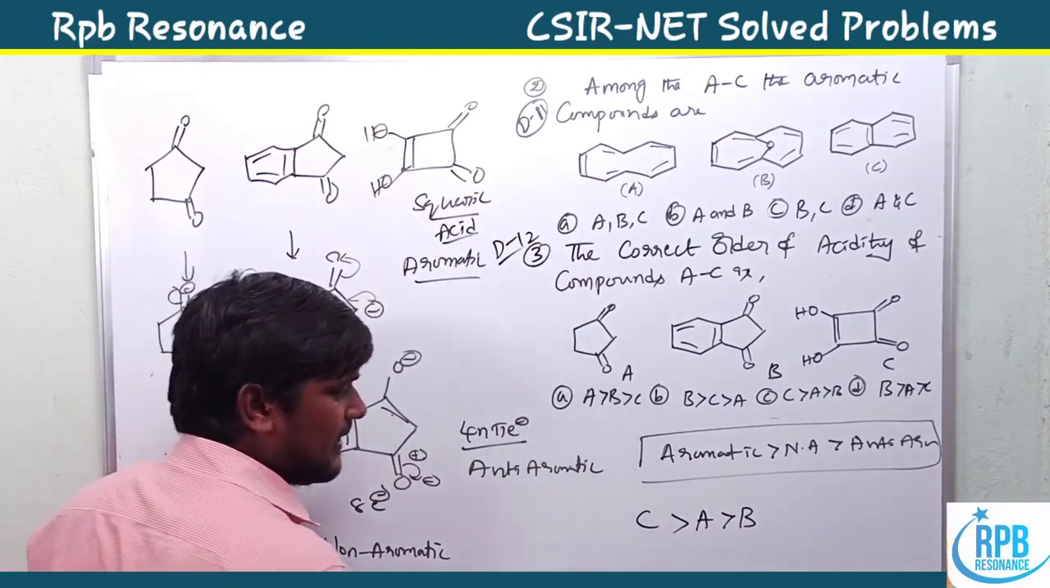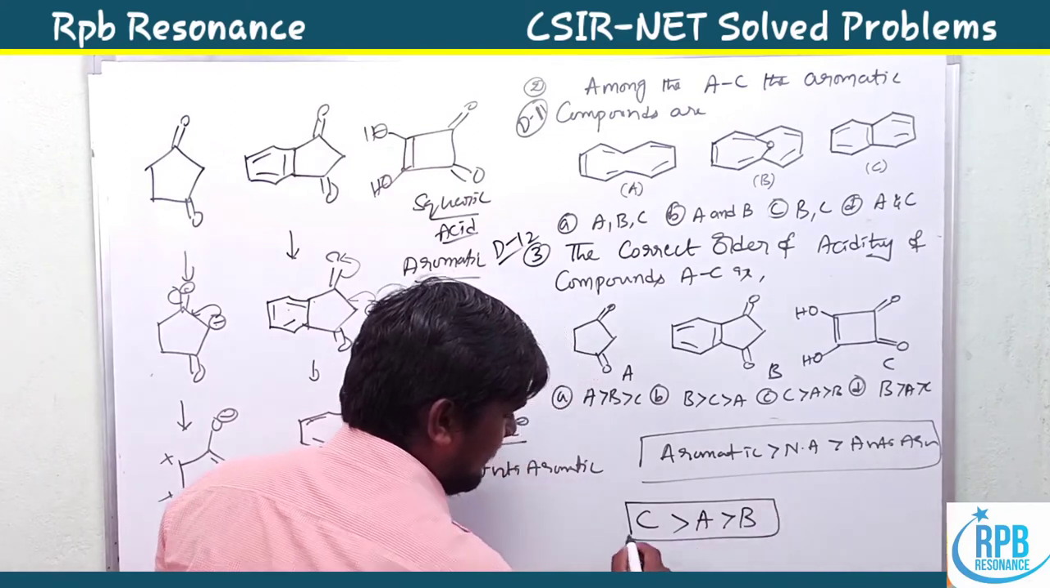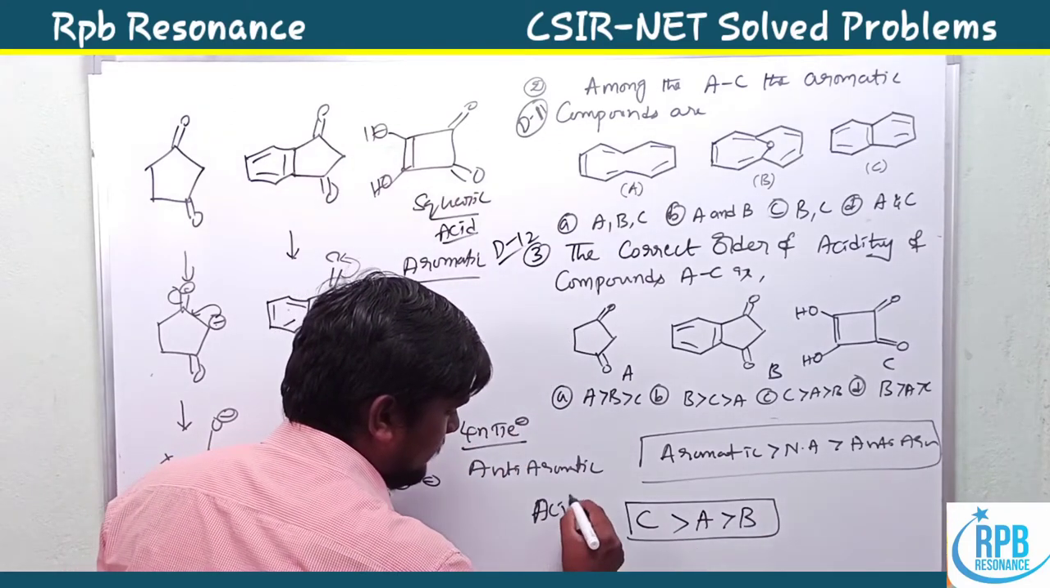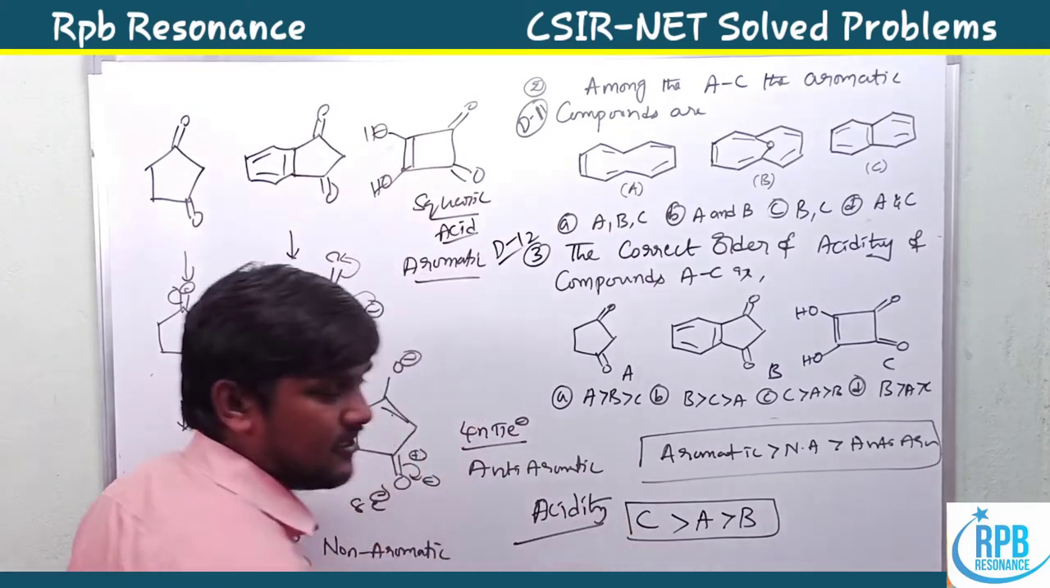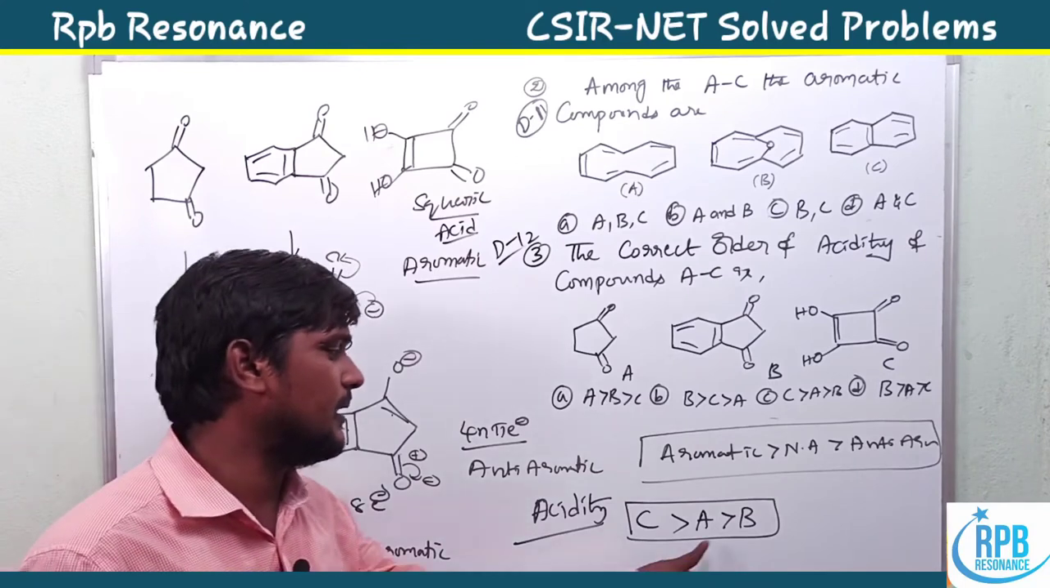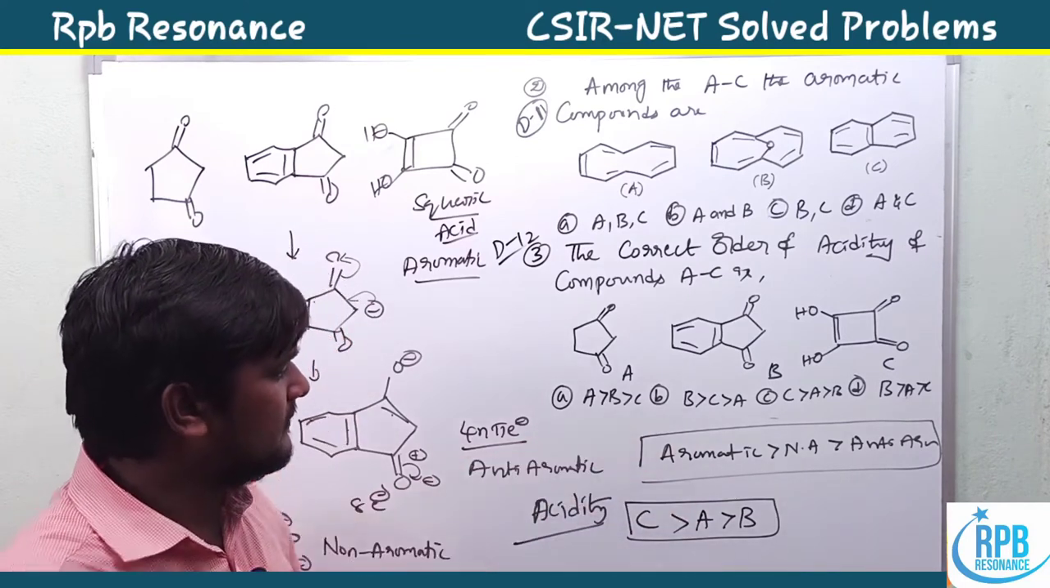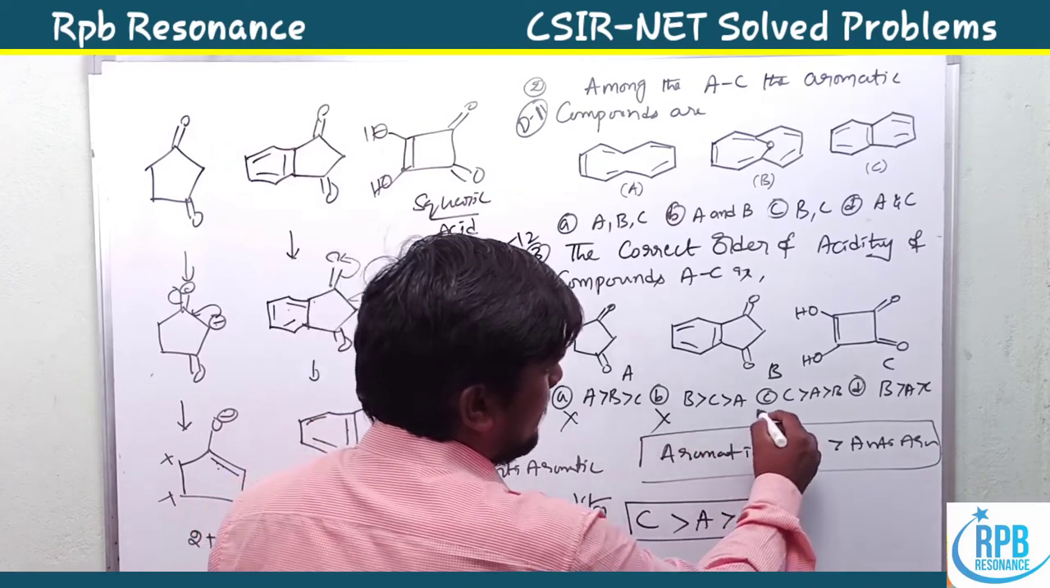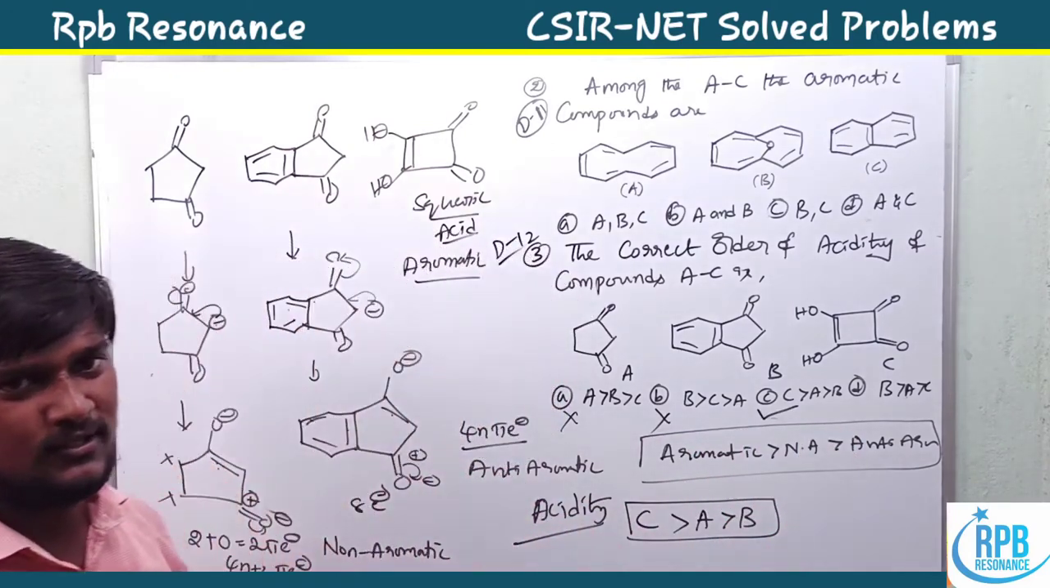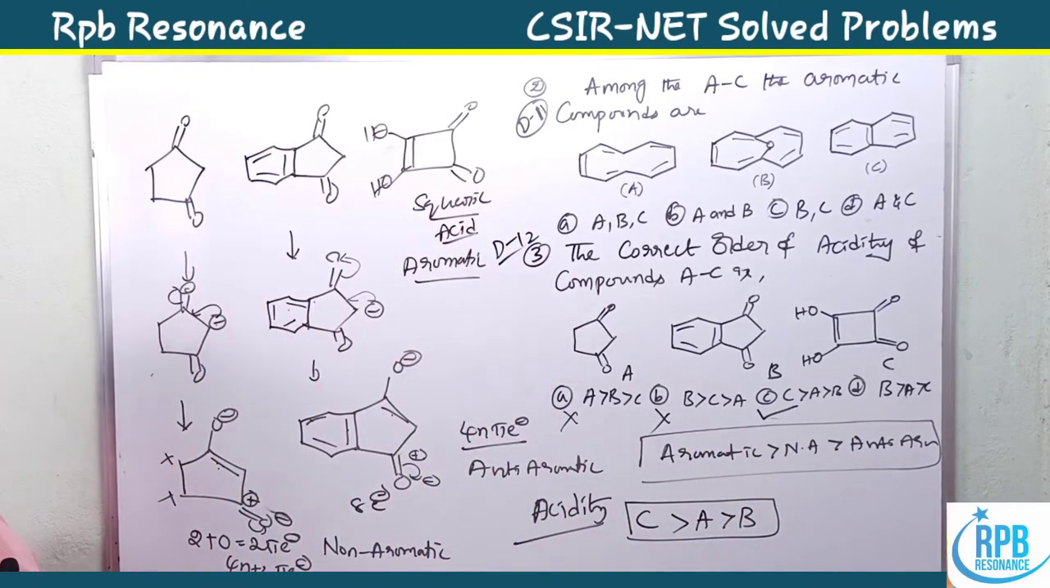So this is the aromaticity order. So that's why it is also the acidity order. Okay, so this is C, A, B. So options A, B, C is wrong. Like B, C, A is wrong, but C, A, B is correct. B, A, C is wrong. So this is the December 2012 question. Okay, now let's move on to some other problems.